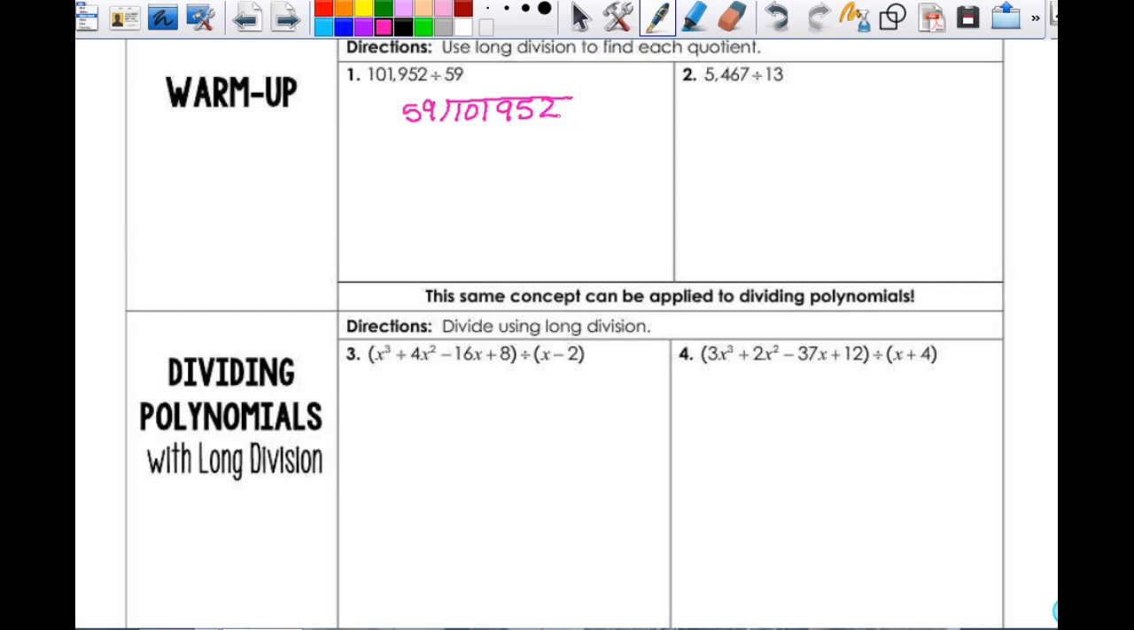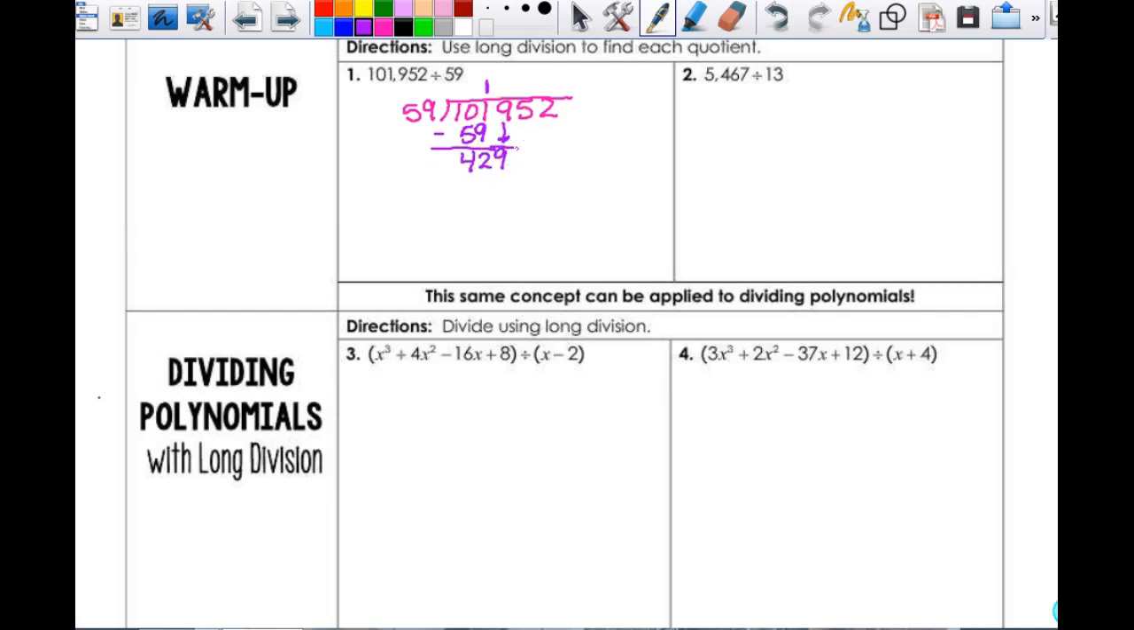A life skill that we need here. So I need to know how many times 59, well, it doesn't go into 10, but it can go into 101 how many times? 1. So I put that 1, you don't just put it willy-nilly anywhere up at the top. You put it above the ones place right there. So 1 times 59 is 59. Then we subtract, right? 101 minus 59 gives me what? 42. So this gives me 42, and I bring down that 9, right?